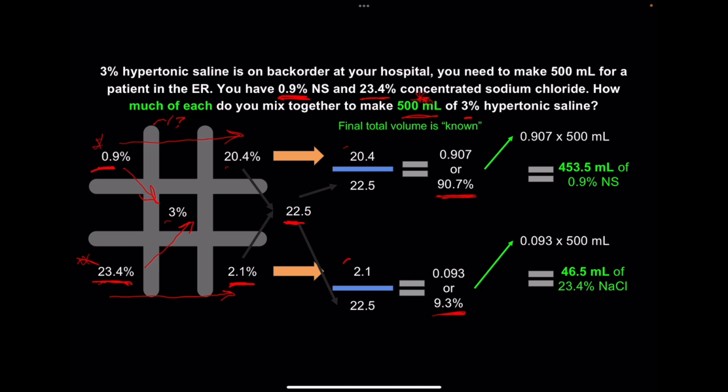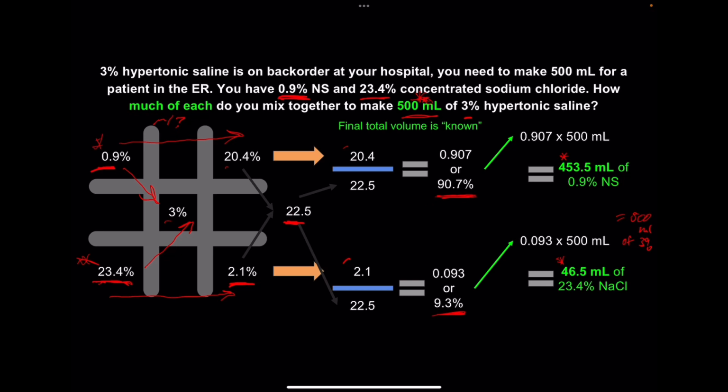And to check ourselves, we can do the 453.5 plus the 46.5, and they equal 500 mils. So that is our two concentrations that need to be added together to equal 500 mils of 3% hypertonic saline or sodium chloride.